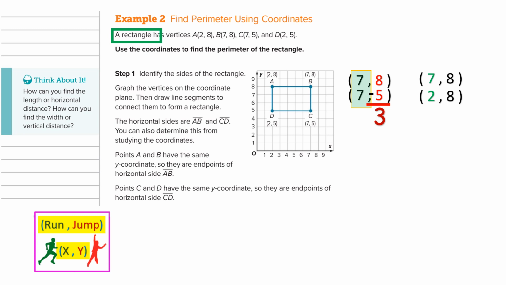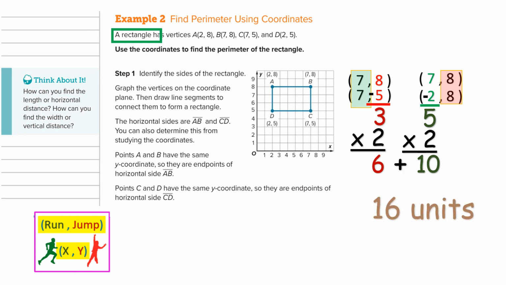7, 8 and 2, 8. 8 is the one that's the same. So I look at the 7 and 2. 7's larger than the 2, so I put it on top because I have to subtract those. 7 minus 2 gives me 5. Now, once again, it's a rectangle, so I know opposite sides are equal, so I need 2 of each of these measurements. So I multiply 3 by 2 to get 6, 5 by 2 to get 10, and then I'm adding those together. And 6 plus 10 is 16. 16 units to be precise.